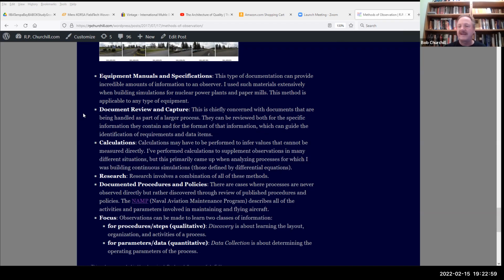Document review and capture, very, very important. There's another technique which is actually document analysis, so that is closely related to this.